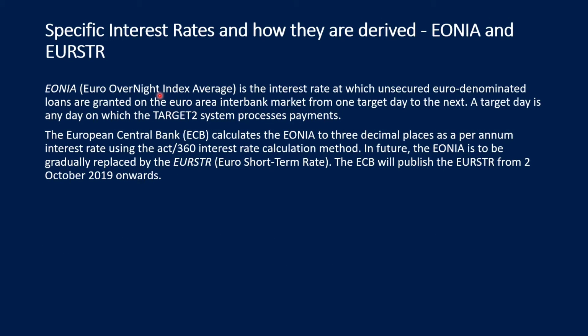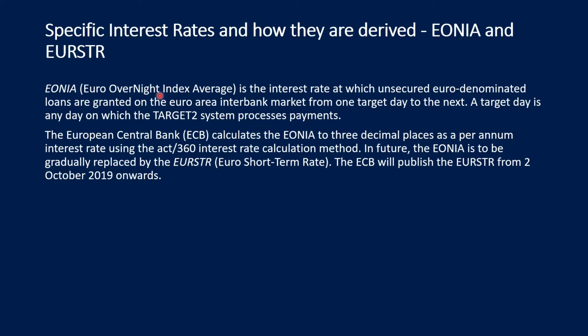Eonia, Euro Overnight Index Average, is the interest rate at which unsecured euro-denominated loans are granted on the euro area interbank market for one target day to the next. A target day is any day on which the Target 2 system processes payments. The European Central Bank calculates the Eonia to 3 decimal places as a per annum interest rate using the actual/360 interest rate calculation method.